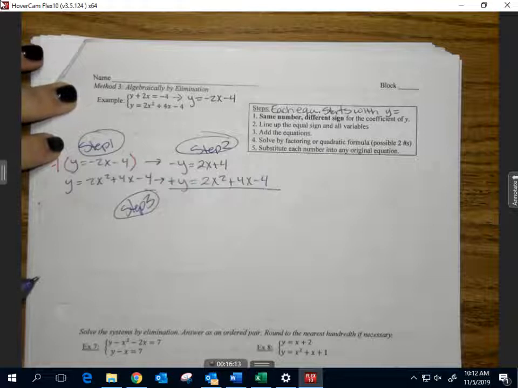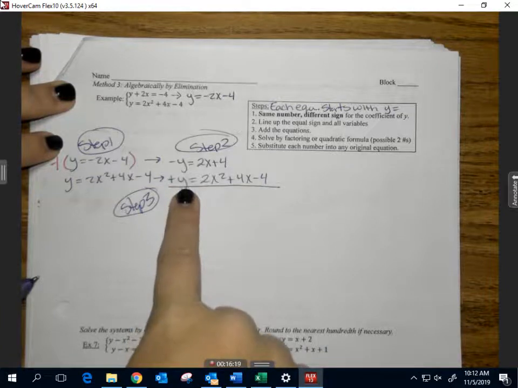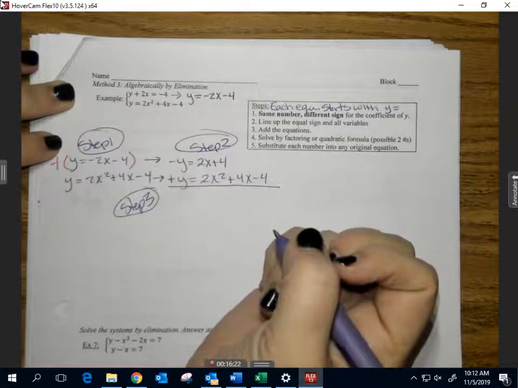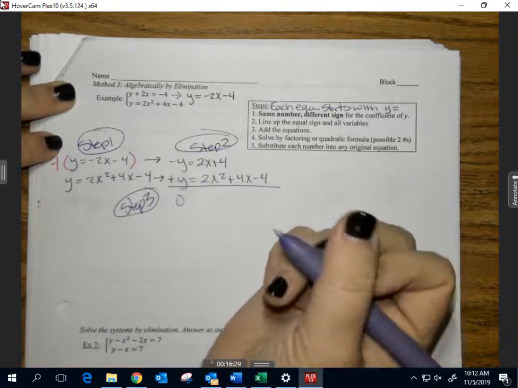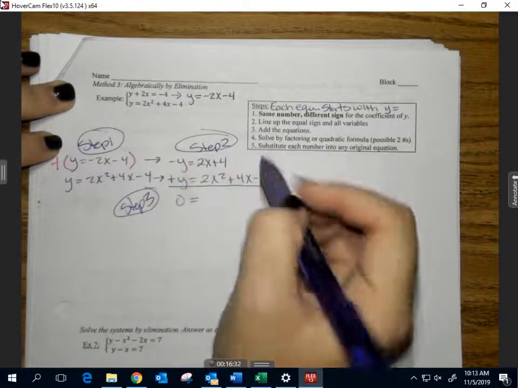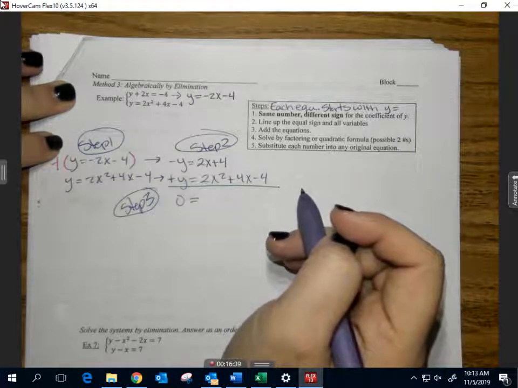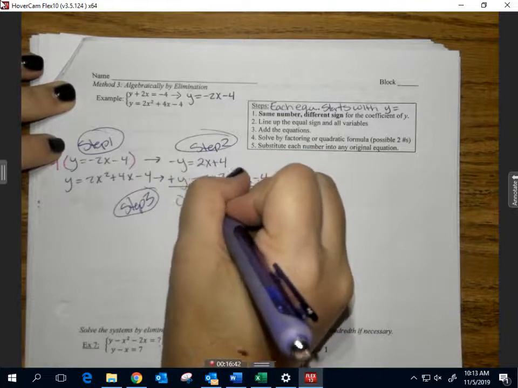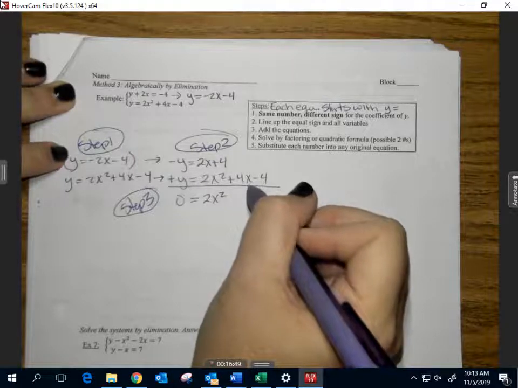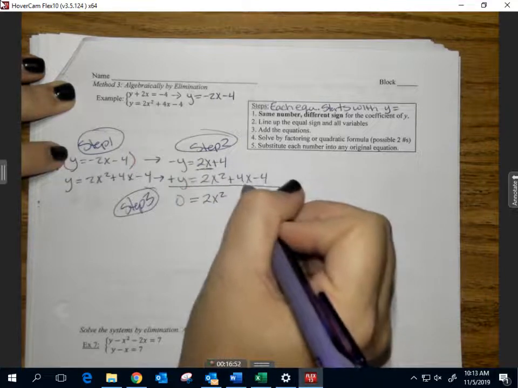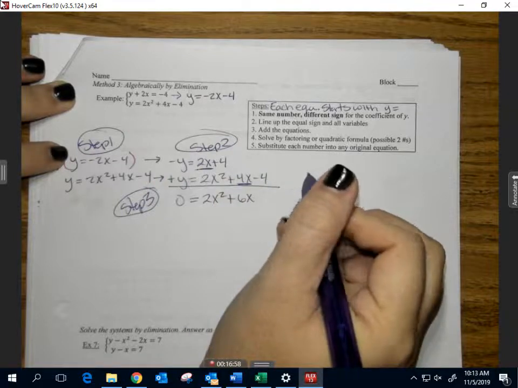Basically combining like terms. So what's negative 1y plus y? It's going to be 0, because they're opposites. When we add opposites together, it equals 0. This 2x squared, do I have anything to combine with 2x squared? No, so I'm just going to bring it down: 2x squared. Then I have 4x. I have 2x up here. 2x and 4x gives me plus 6x. And then the negative 4.